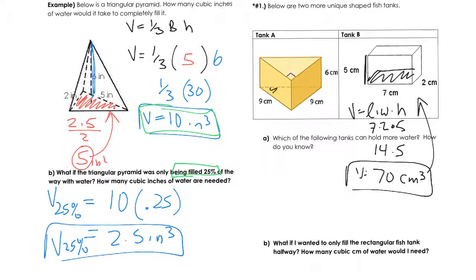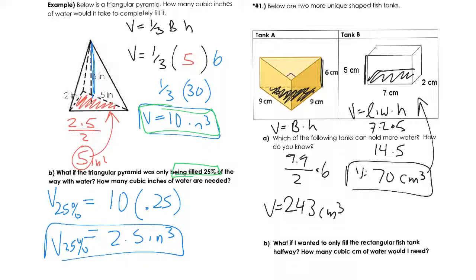Now for the triangular prism, remember, area of the base times the height. The area of the base is 9 times 9, but since it's a triangle, we've got to divide by 2, because 9 times 9 will give you the area of a square. So 9 times 9 over 2, times the height, which is 6. 9 times 9 is 81. Divided by 2, we get 40.5. Times 6 is 243 centimeters cubed. So this volume is 243. It said which of the tanks could hold more water? Tank A. It has a greater volume.